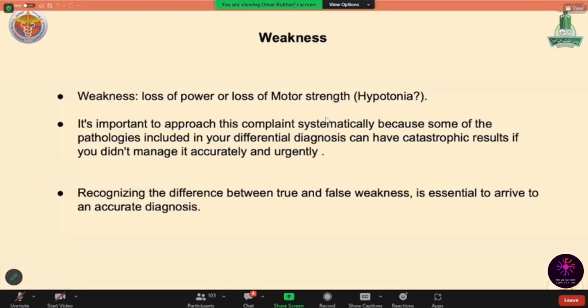So in the beginning we need to define weakness. Weakness is defined as loss of power or loss of motor strength. It is not hypotonia. Patients can sometimes describe their symptoms by weakness, although it is initially subjective. So we need through examination to determine is it really a weakness or, for example, it could be due to pain. The patient cannot walk due to pain. That's why he's saying he's weak.